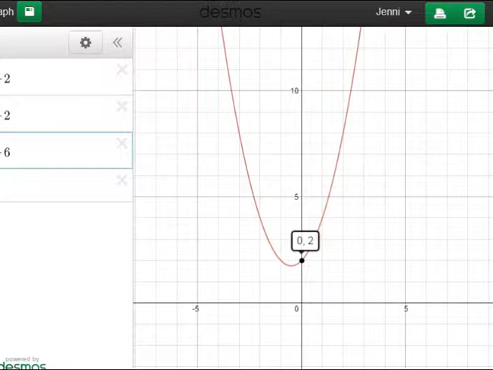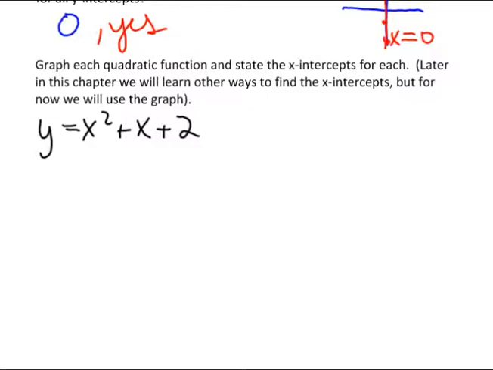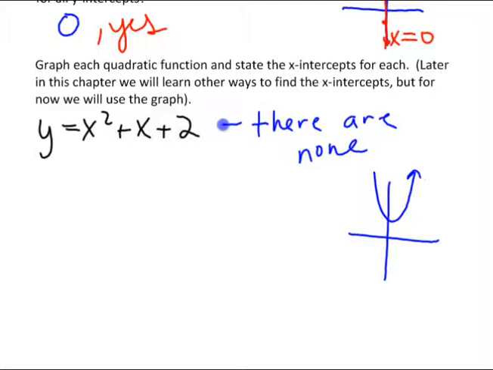So I've graphed this first equation, x squared plus x plus 2, and where does it hit the x-axis? Well, it doesn't hit the x-axis anywhere. So our answer to that first one, what are its x-intercepts? Our answer would be there are none. So sometimes we have a parabola that doesn't hit the x-axis at all. And it could be because it's sitting up here like this, or it could be down here like this. But our first one right here is an example of a parabola that doesn't cross the x-axis.